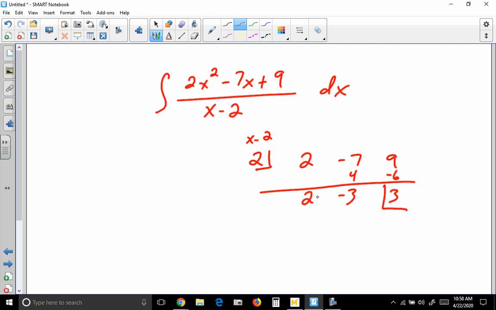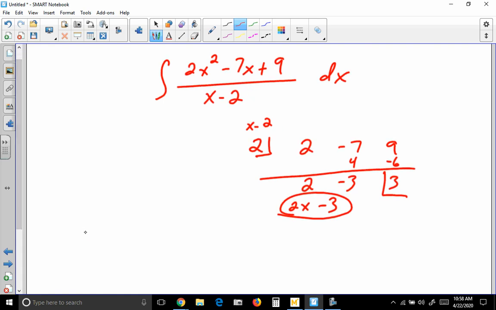This is the constant, and that's the coefficient of x. So 2x minus 3 is the quotient. The remainder is 3. So the way we can rewrite our fraction is the quotient plus the remainder over the divisor.